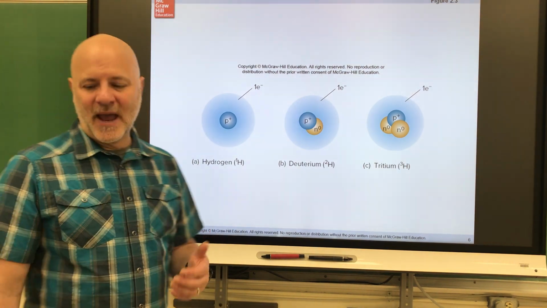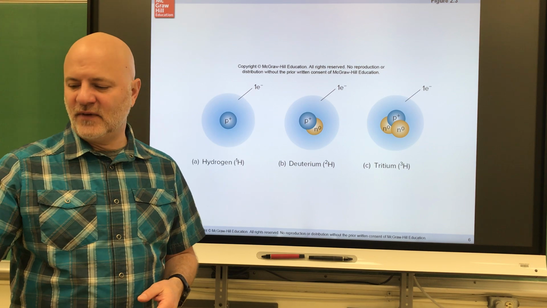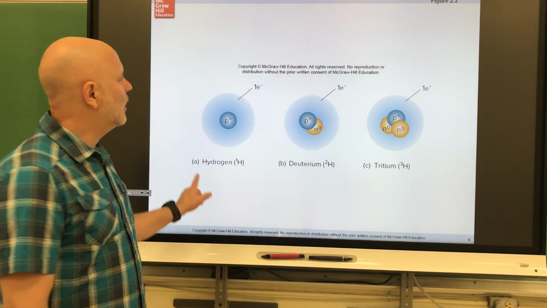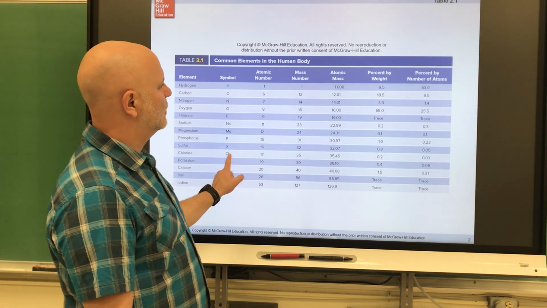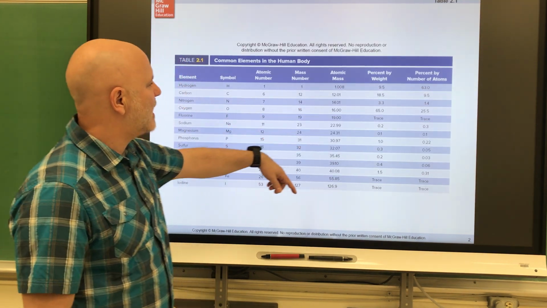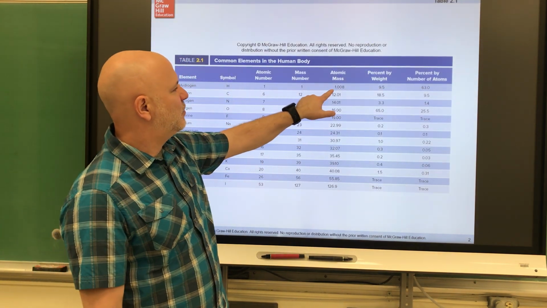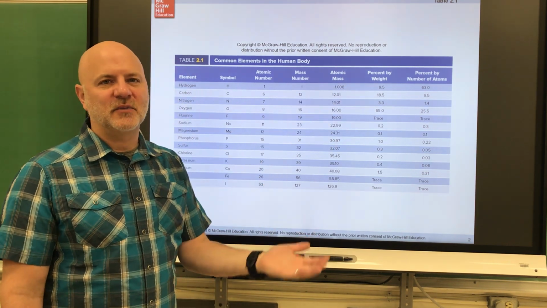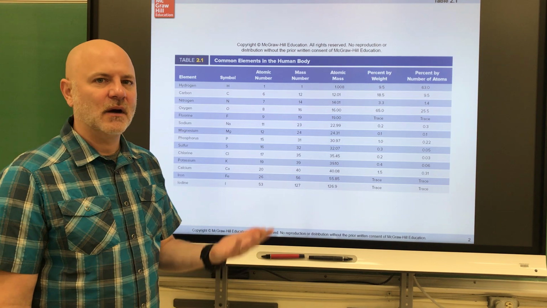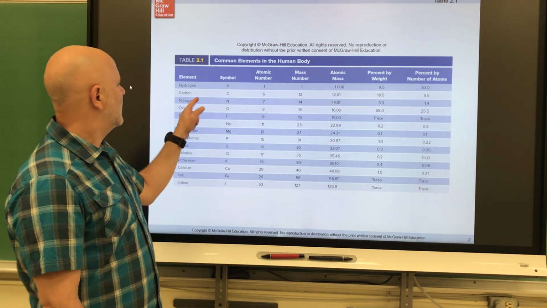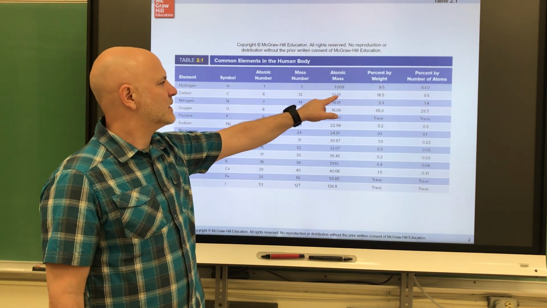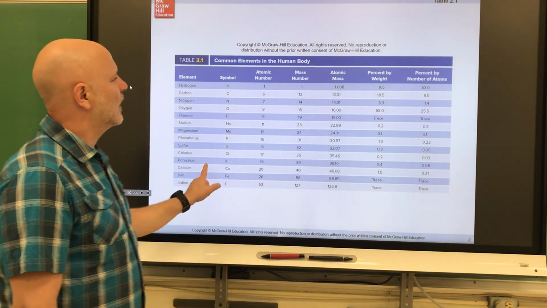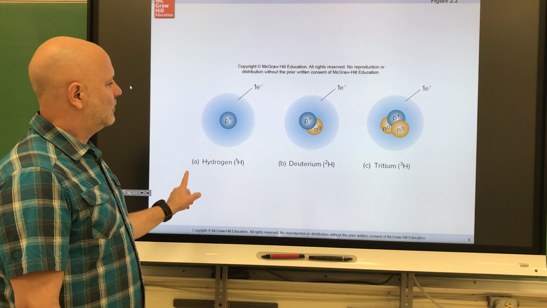Next is the atomic mass, and this is the average mass of an element's naturally occurring isotopes. So if we go back to this picture here, they're showing atomic mass. As you can see with hydrogen, it's 1.008. So what we're saying here is the vast majority of hydrogen atoms that are out there are regular hydrogen. Same with carbon. Carbon is 12.01. Most of the carbon atoms are regular carbon.